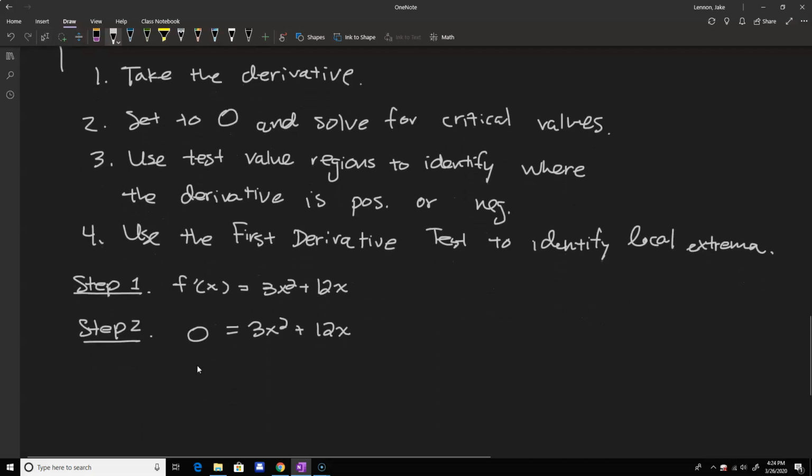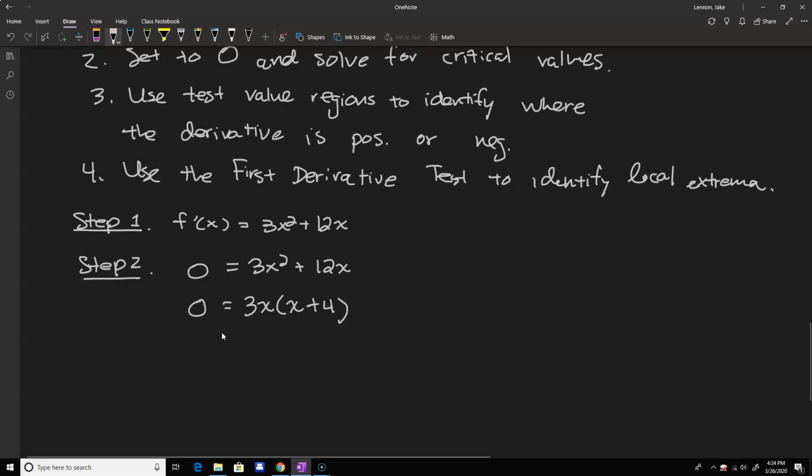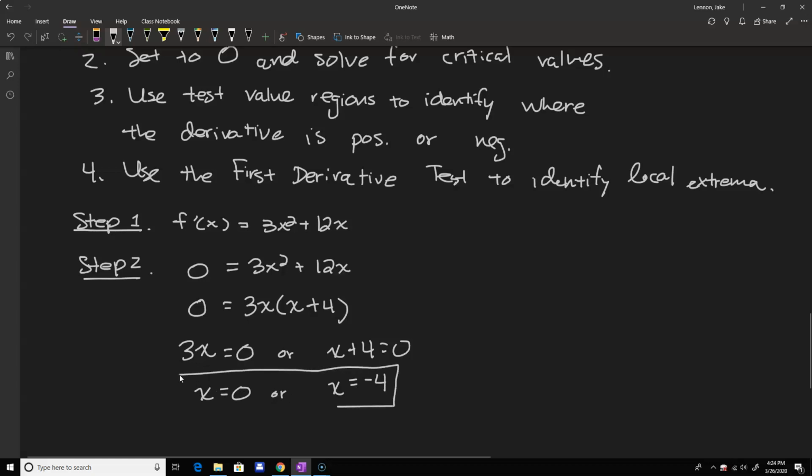So we can solve just by factoring. We can take out a 3x, and we have x plus 4. So again, solving that just amounts to writing either 3x equals 0 or x plus 4 equals 0, which is just the value x equals negative 4. So over here we have x equals 0. So these are our two critical values that we're using, x equals 0 and x equals negative 4.